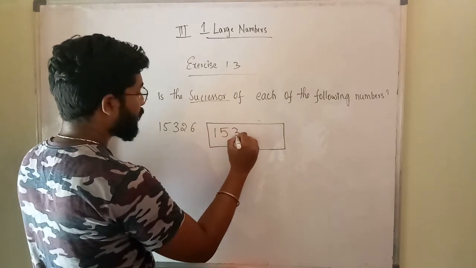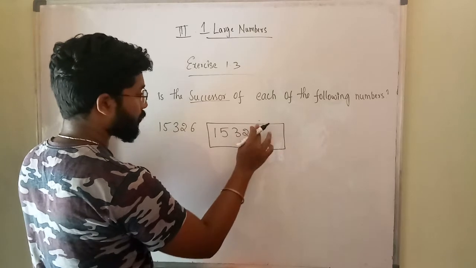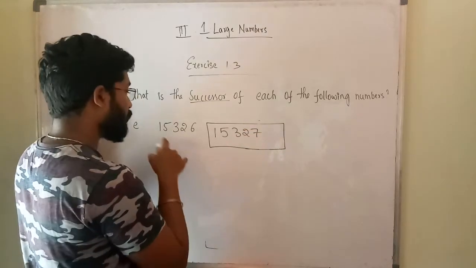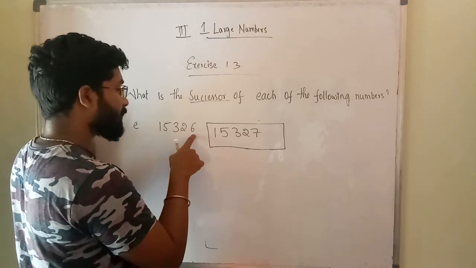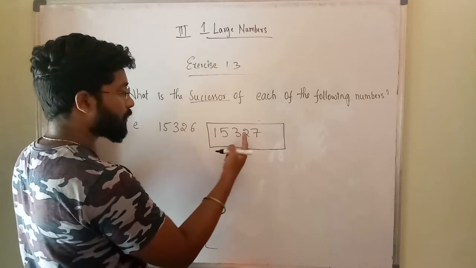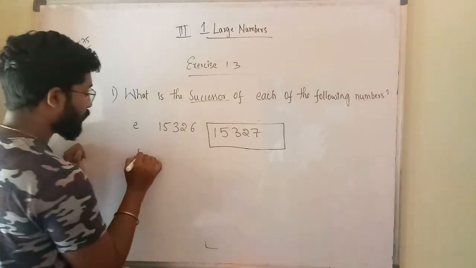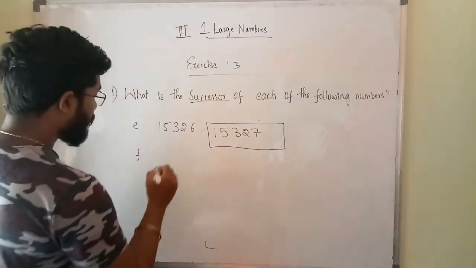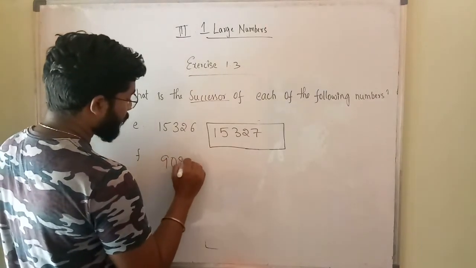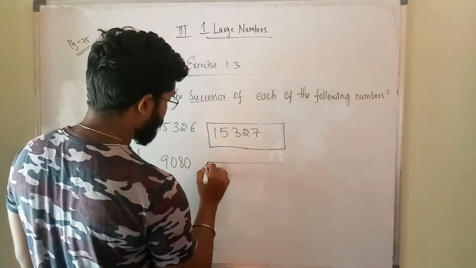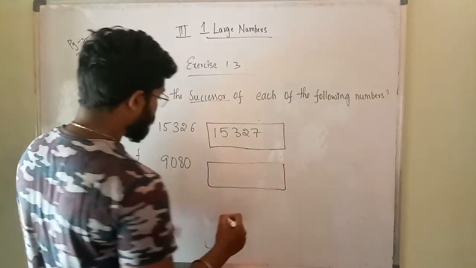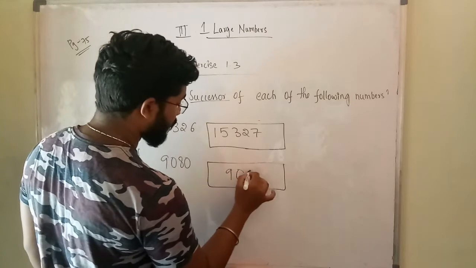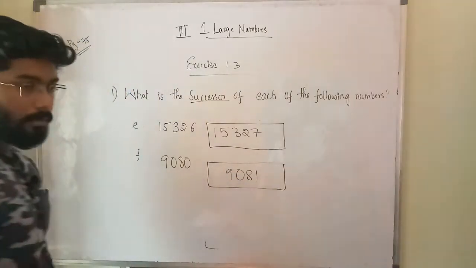Sorry, I am writing the predecessor. Here he is asking the successor, no? 15,326. For that, the successor is 15,327. Clear? So F is 9,080. If you add +1 to this one, it will become 9,081. For this number, the successor is this. Okay.